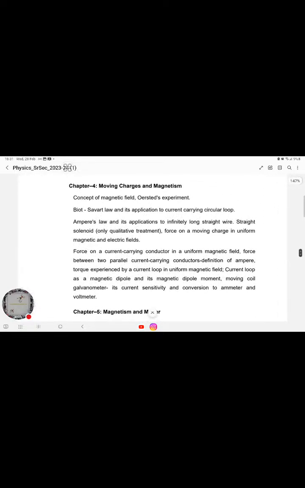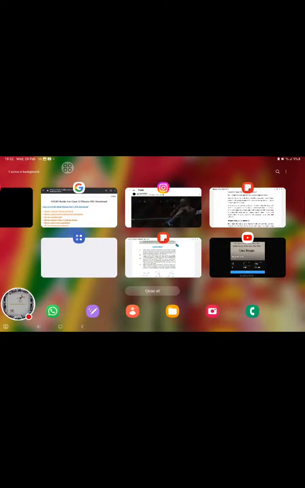It seems pretty interesting. So we'll have Ampere's law, Biot-Savart's law, force on a current carrying conductor, force on a moving charge in a uniform magnetic field and electric field. So we'll have certain cases, and then we'll talk about the torque, and then we'll talk about the magnetic dipole moment, and then we'll talk about the conversion factors.